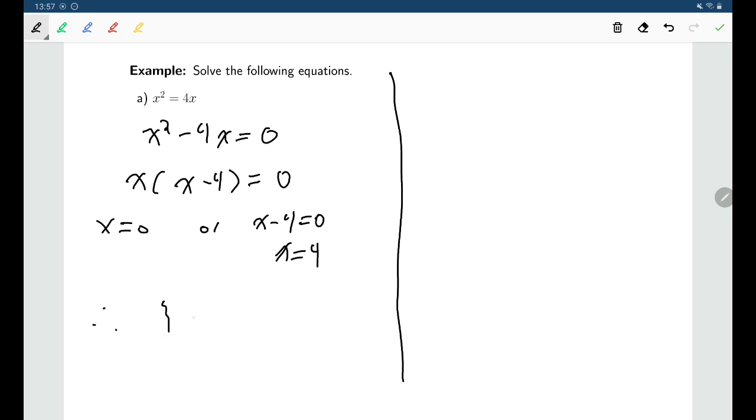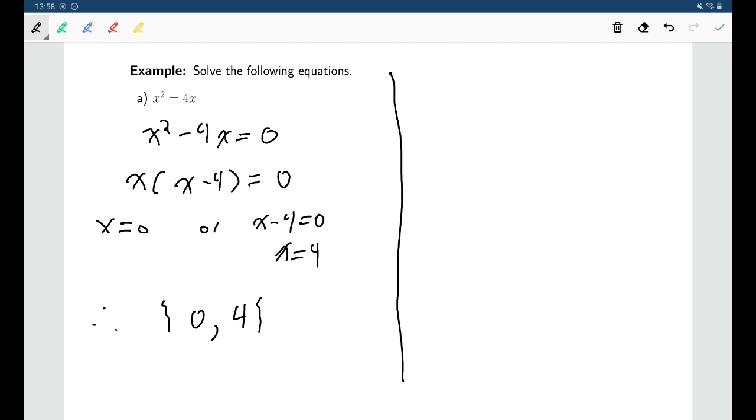So our solution set contains 2 numbers, 0 and 4. Notice the notation that we're using for solution sets. We're using curly brackets. The little curly brackets around the 0 and the 4 tell me that these are a set of numbers. This isn't a point. This is not the point (0, 4). This is not on the x and y plane. These are 2 different x values that are possible solutions to this equation.